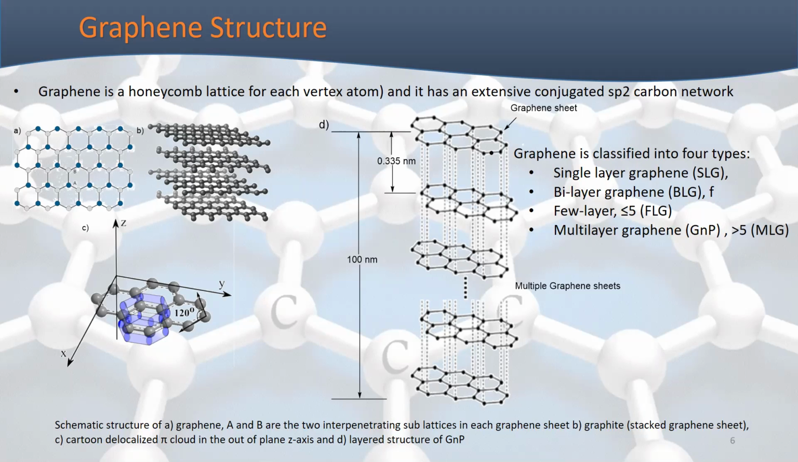and few layer graphene. Graphene is classified into 4 types: single layer graphene, bilayer graphene, few layer when the number of layers is less than 5, and multi-layer graphene when the number of layers is above 5, which is also called graphene nanoplates, as depicted in this figure.